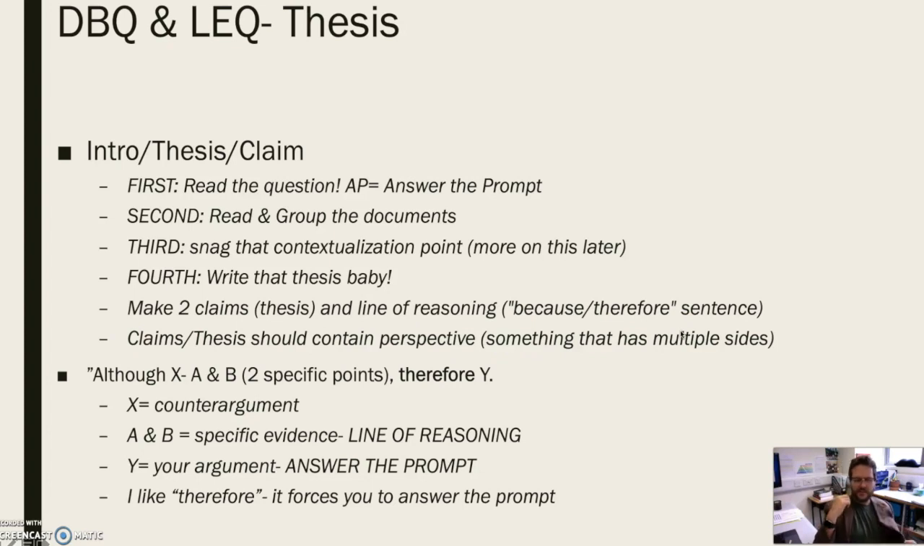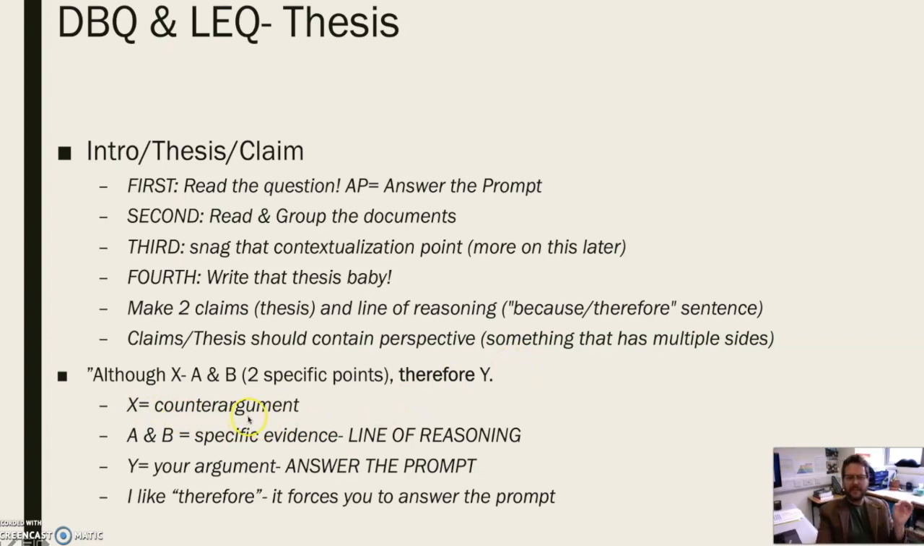And so there is the John Irish method. Now there's a lot of different ways to write a thesis out there. I've looked up a bunch, and the John Irish method is the one I found to be the best in this class. I want you guys to follow this method, and I'll tell you why too. So the John Irish method is the although X, A and B, which are 2 specific points, therefore Y. So X being your best counter argument.